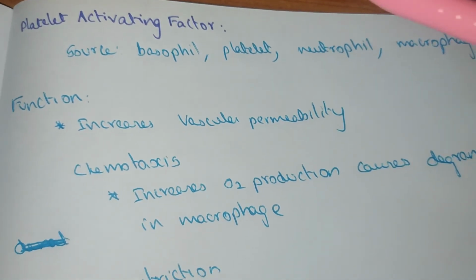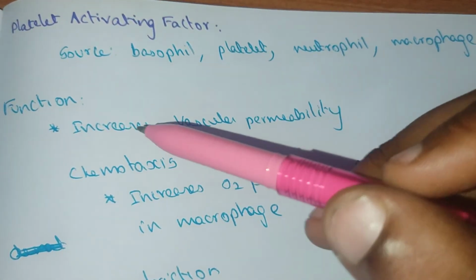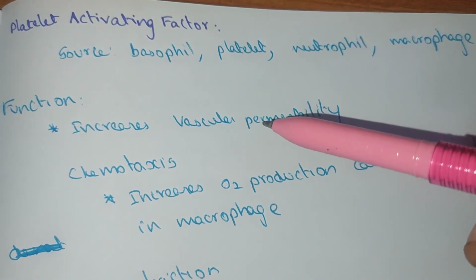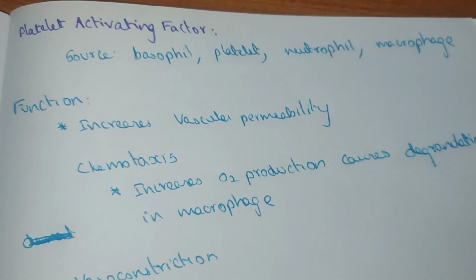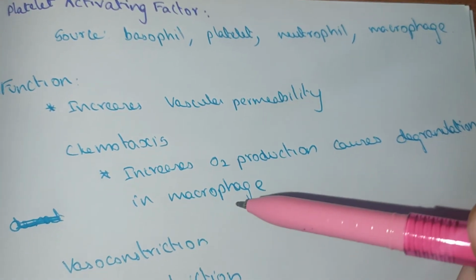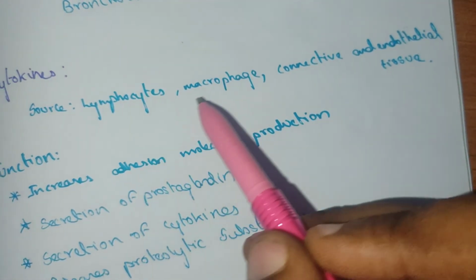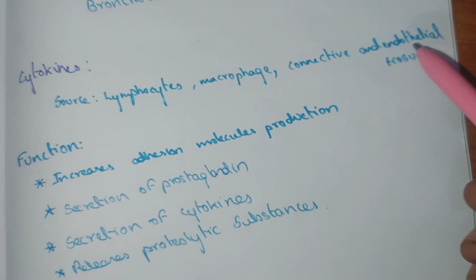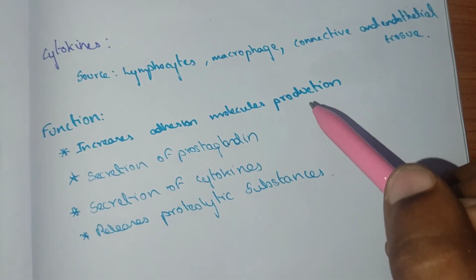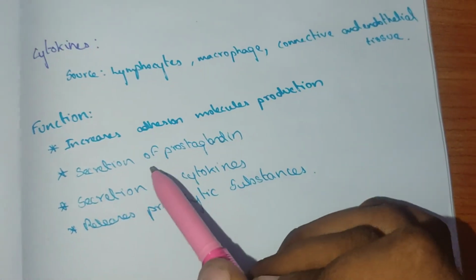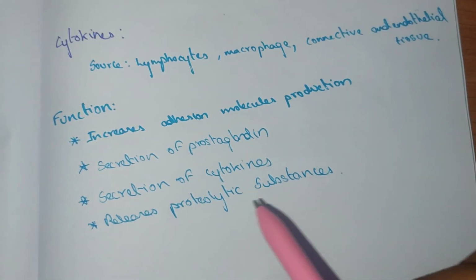Platelet activating factor: the source is basophil, platelet, neutrophil and macrophage. Function: increases the vascular permeability, chemotaxis, increases O2 production and causes degranulation in the macrophage, vasoconstriction and bronchoconstriction. Cytokines: the source is lymphocyte, macrophage, connective tissue and endothelial tissue. Function is increasing adhesion molecule production, secretion of prostaglandins and cytokines, and release of proteolytic substances.